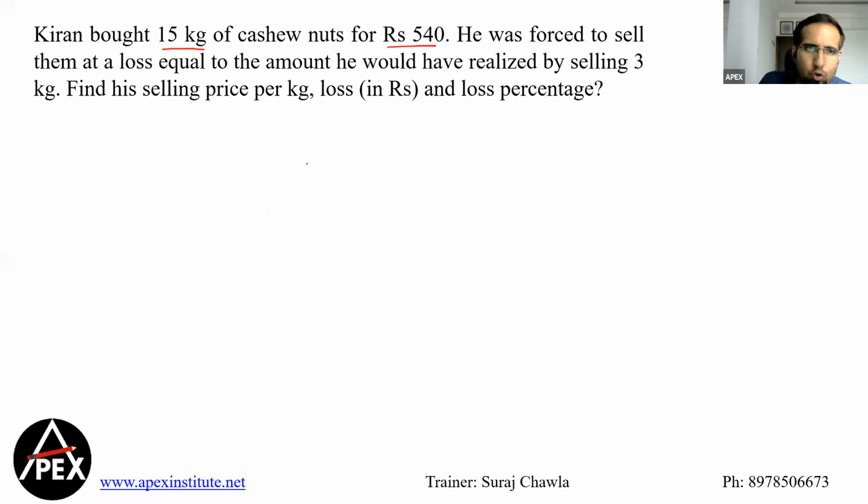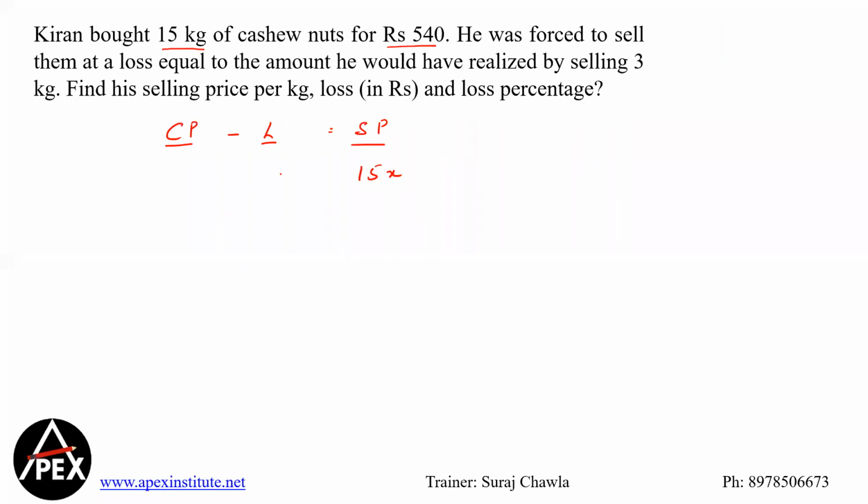So let's go like the previous one. I know that CP minus loss is equal to SP. Let me assume the selling price of 1 kg is equal to X rupees. So the selling price of 15 kgs is equal to 15X, right? Can I say he made a loss of 3X? If he made a loss of 3X, which means his cost price would have been how much, guys? 18X.